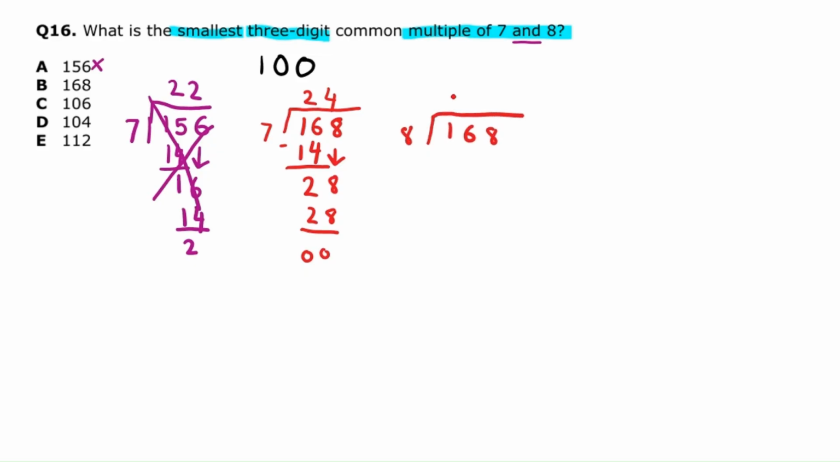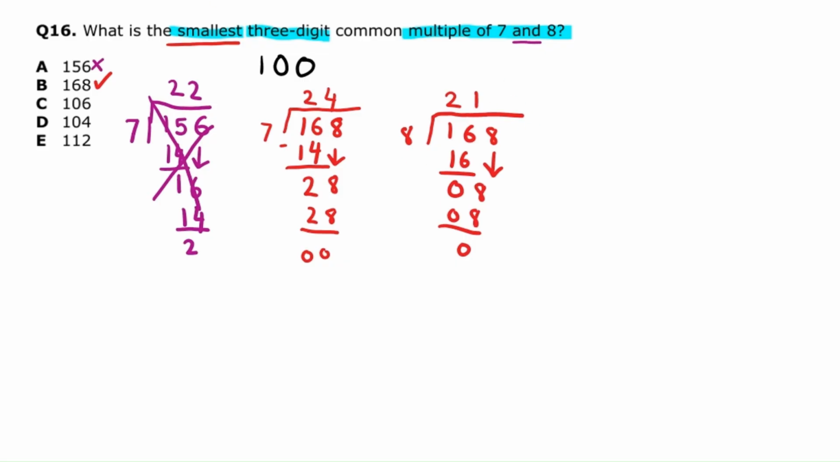8 times 2 equals 16. 0 left, 8 comes down. And 8 times 1 equals 8, which leaves 0, which makes our division complete. So we know that 168 is divisible by 7 and 8, but we don't know if it's the smallest. That's why we need to carry on.